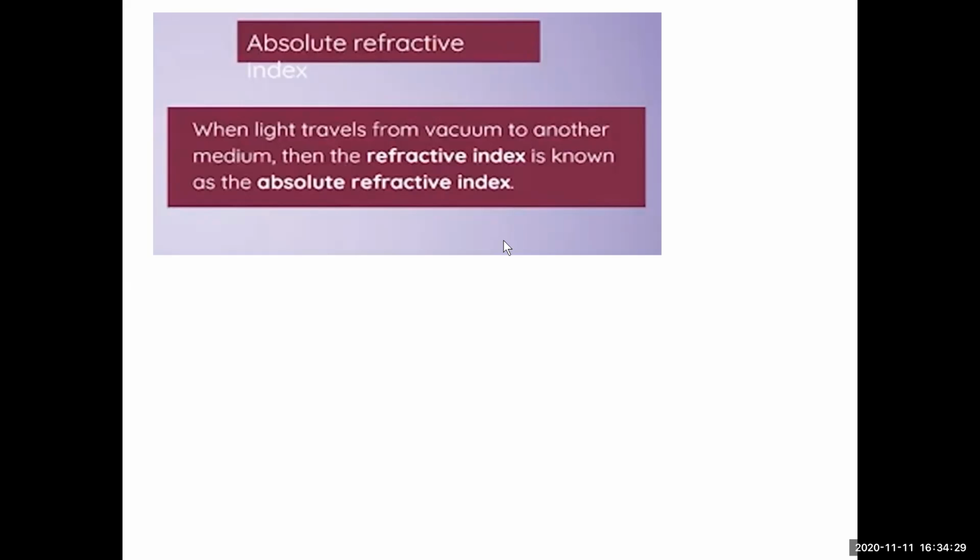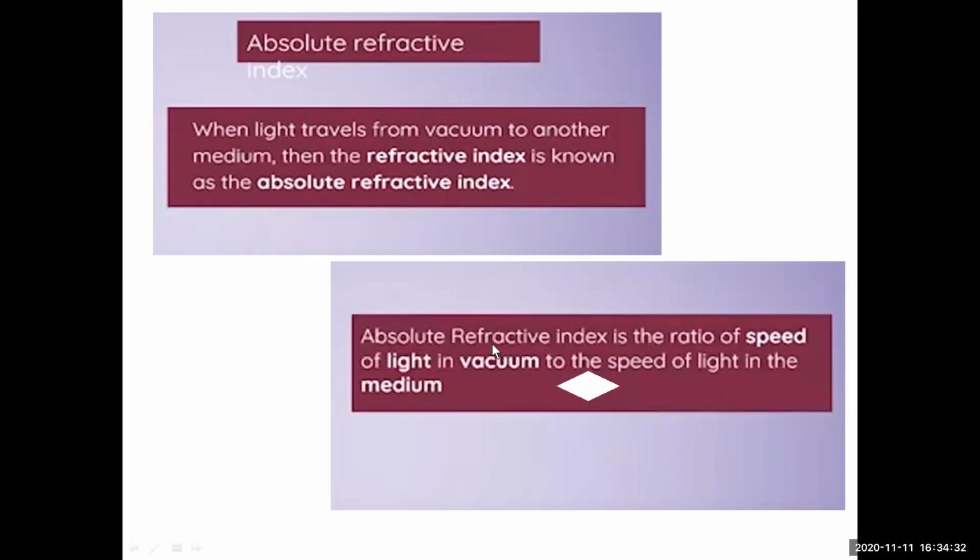Okay, students. Now, absolute refractive index is the ratio of the speed of light in the vacuum to the speed of light in the medium. We are comparing the speeds of the light in the vacuum and in the medium. The ratio of that gives us the absolute refractive index. It is denoted by the letter N, the speed of light in vacuum is denoted by the letter C, and the speed of light in the medium is denoted by V, so N equals C by V.